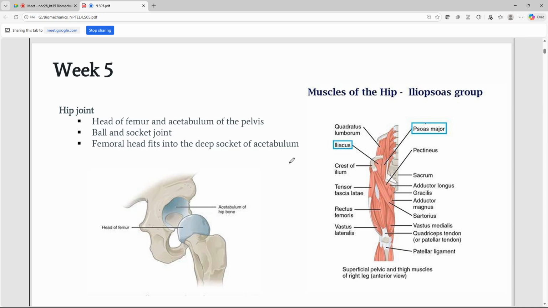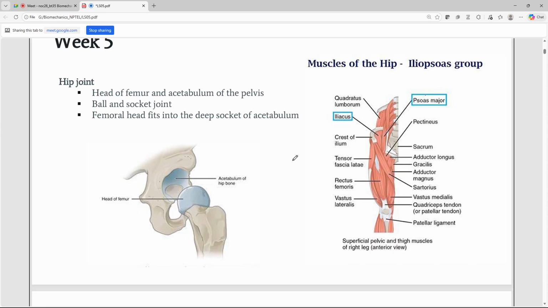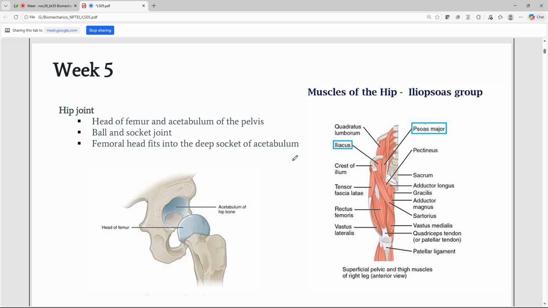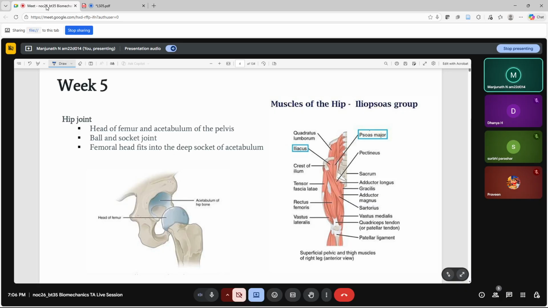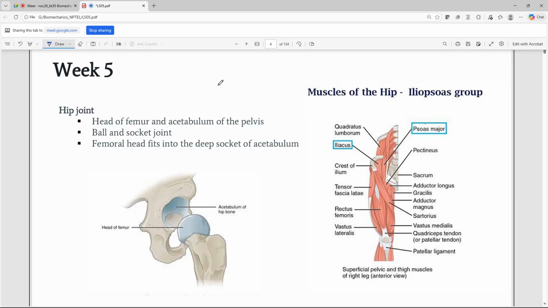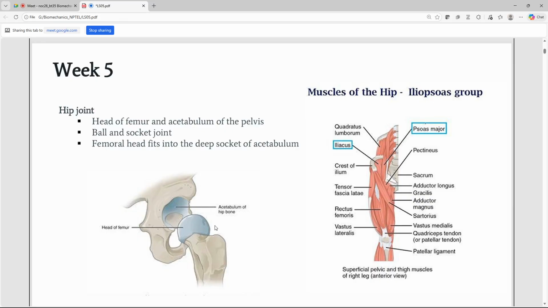In our last session, we mostly covered the spine part. So I am starting from the hip joint itself. The hip joint is one of the important joints of the body. It is of ball and socket type, where the head of the femur is in a ball shape and it fits into a socket-shaped acetabulum of the hip bone.